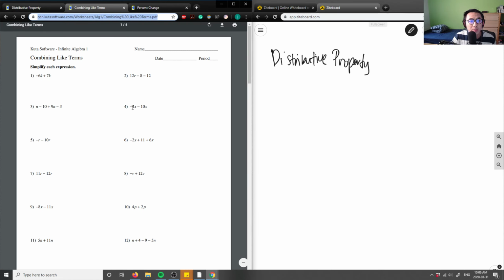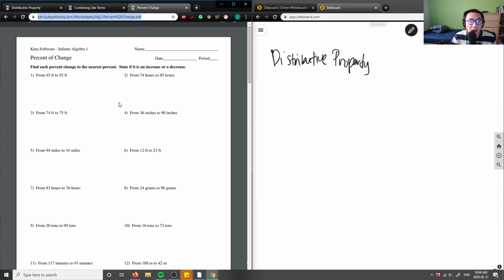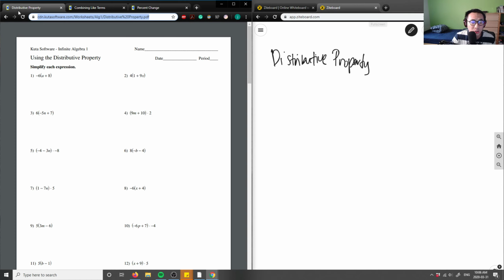We're also going to do combining like terms as well, so simplifying some variables. And then if we have time, we'll go over percent of change. And percent of change we won't spend that much time on just because it's not as relevant. It's more relevant for word problems that you find in Algebra 1. But most of the time, distributive property and combining like terms are very, very important concepts that we'll probably focus on more so. So when we talk about distributive property, it's this concept where we're multiplying something into a bracket.